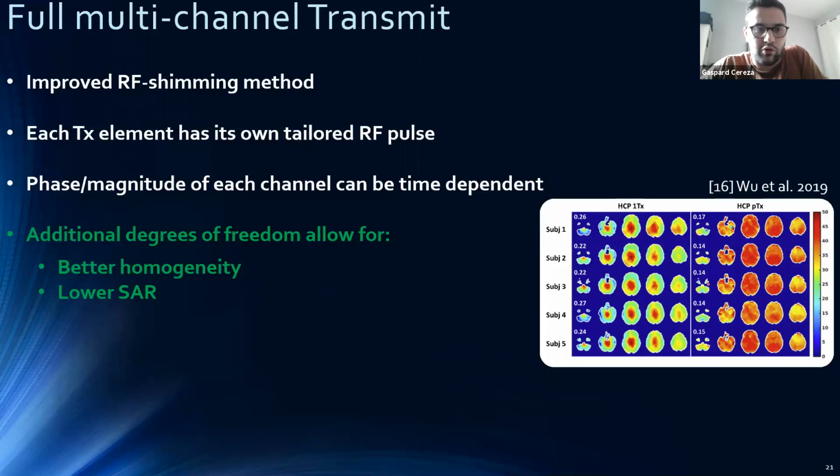We can aim for a lower SAR because of the use of tailored RF pulses. We can have shorter pulses that will allow us for reduced scan time. And we can have a better spatial resolution also due to the use of tailored RF pulses.